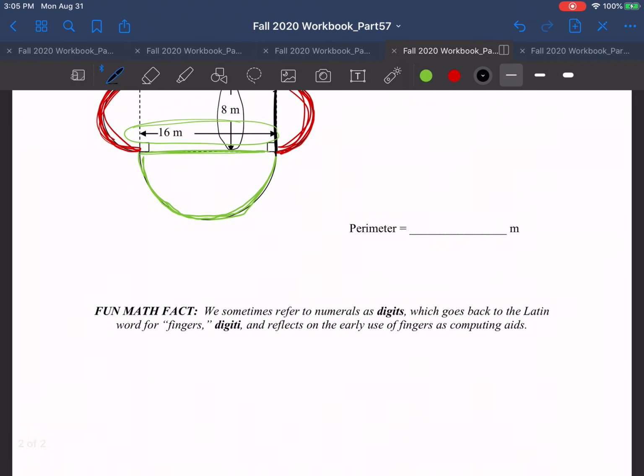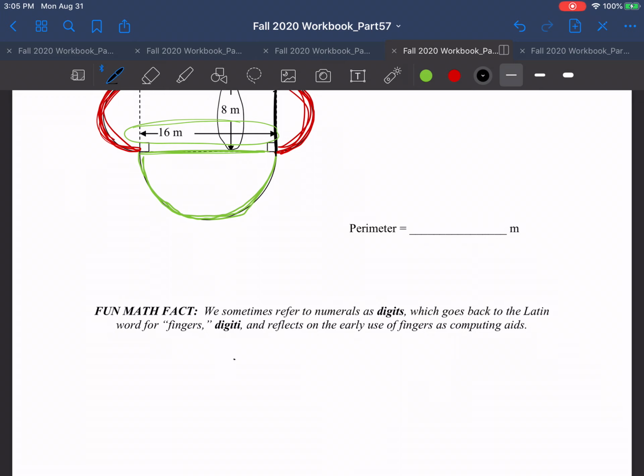Fun little math fact here. We sometimes refer to numerals as digits, which goes back to the Latin word for fingers, digiti, and reflects the early use of fingers as computing aids, okay? They used to do math pretty differently than we do now. Even back in the day of Isaac Newton and stuff, even when they were multiplying numbers together, this is an extra little interesting math fact.